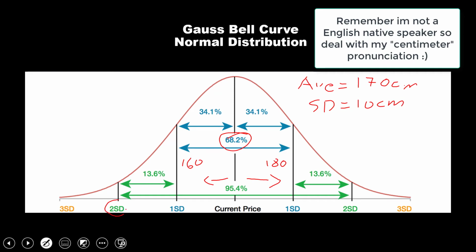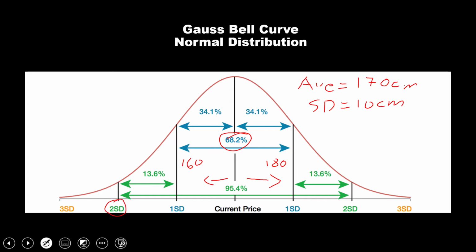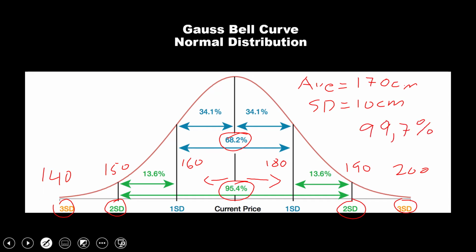If we move 2 standard deviations or 2 sigmas to the left or 2 to the right, then we would have 95.4% of the sample between 150 centimeters and 190. And by moving 3 sigmas away, we would have between 140 centimeters and 200 centimeters, we would have 99.7%. This of course makes sense. It's going to be extremely hard to see someone that is going to be below 130 centimeters or above 2 meters. It's not impossible, it's just very unlikely. But when we try to apply this into the financial market, it makes zero sense.